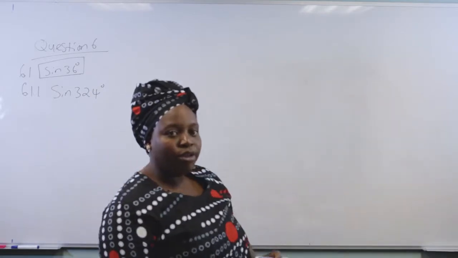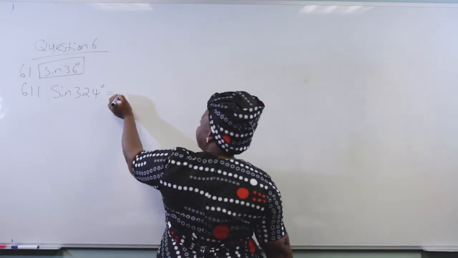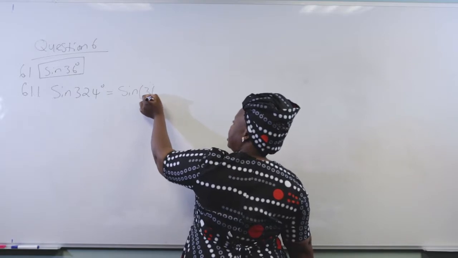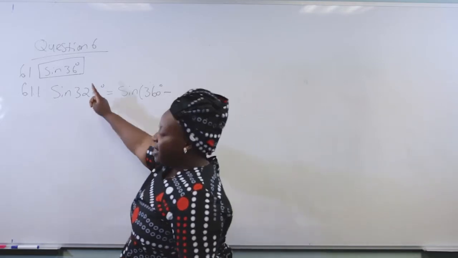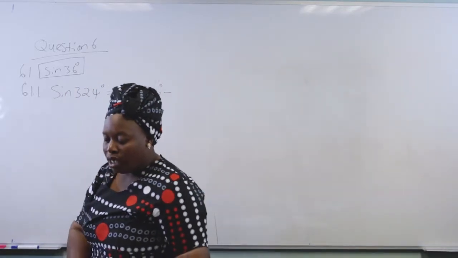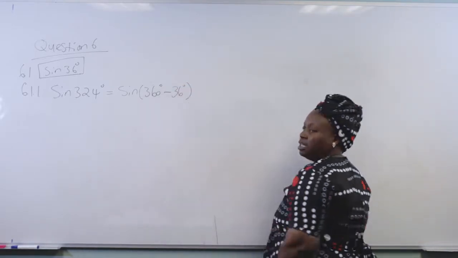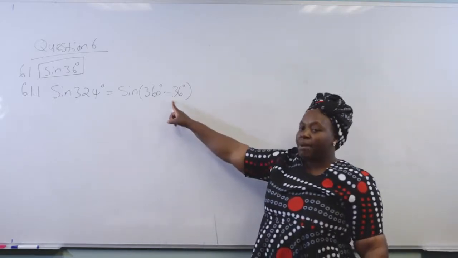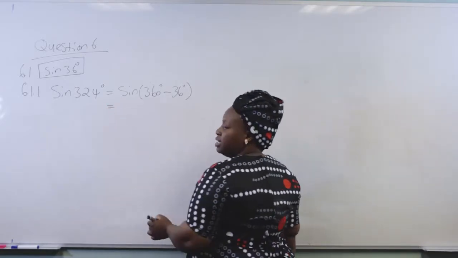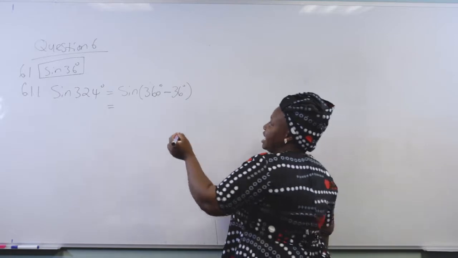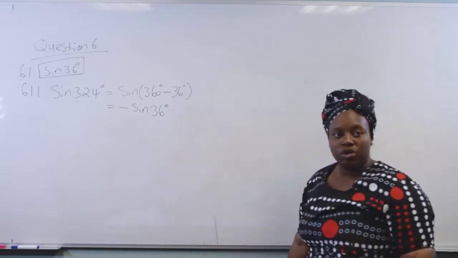Now, sine 324 is less than 360. So what you are going to do there is to use 360 minus. So sine of 360 degrees minus whatever angle you put there must give you 324. So if you say 360 minus 36, you will get 324. And 360 minus is in the fourth quadrant, for which you have to check if sine is positive or negative. Sine is negative, so you have negative sine of 36. And that's what they wanted you to do for that question.